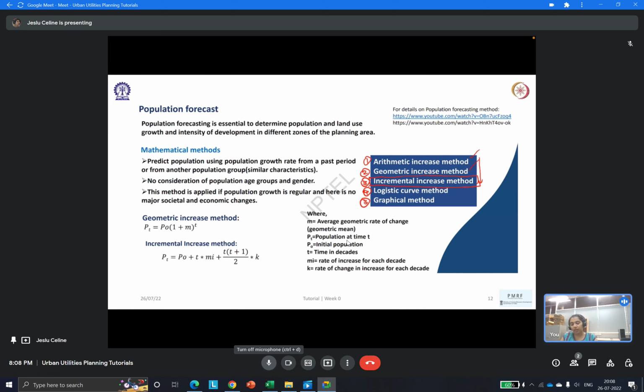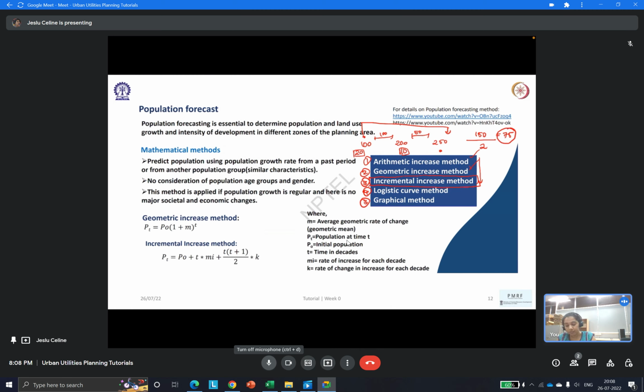In the arithmetic increase method, if you have 100 people about 20 years before, and 10 years before you have about 200 people, and currently you have about 250 people, then this increase is about 100 people, and this increase is about 50 people. So your overall increase over time is that about 150 people have been added over the last 20 years, which is 2 decades. So in 1 decade, the average increase is about 75 people. You take this average value, and if you want to know what the increase will be in the next decade, you put in this average value.